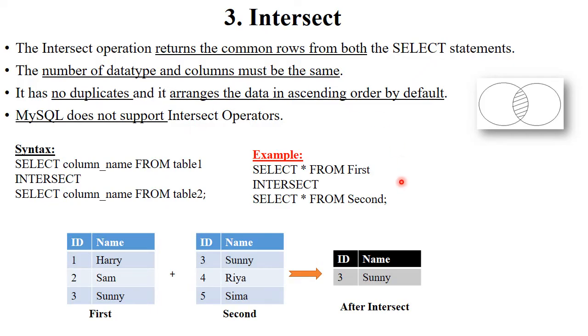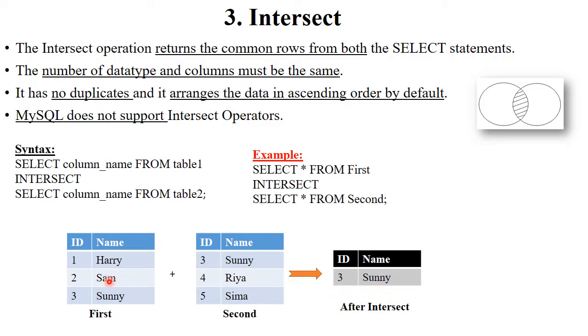Clear? Now let's see the example. The same tables are there, that is your first table and your second table. When you perform the intersect operation in this way, that is select star from first, meaning select all the rows from the first table, intersect, you use the intersect operator, and select star from second table, right? When you execute this query, your result will be generated in this way.